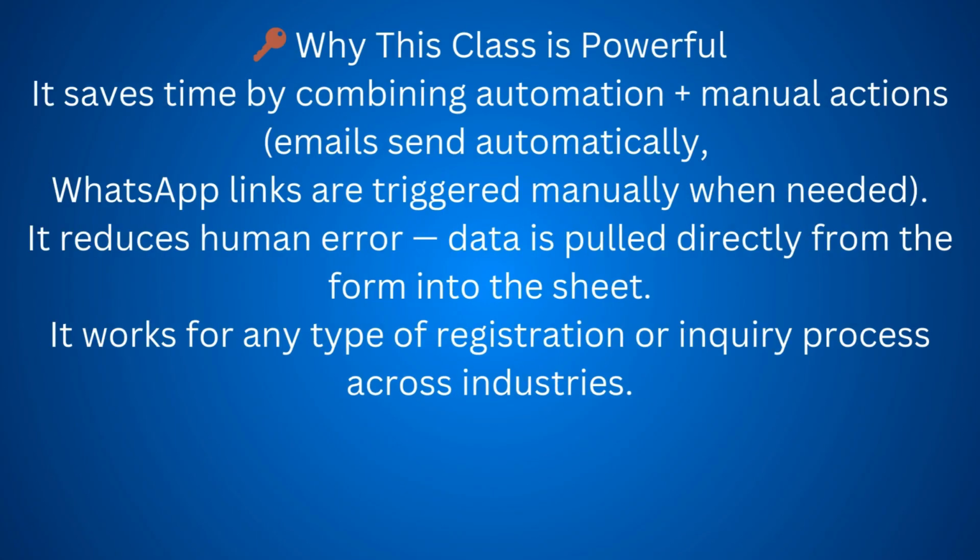Why is this class powerful? It saves time by combining automation and manual actions. Emails are sent automatically, and WhatsApp links are triggered manually when needed. It reduces human error, because data is pulled directly from the form into the sheet. And it works for any type of registration or inquiry process across industries.